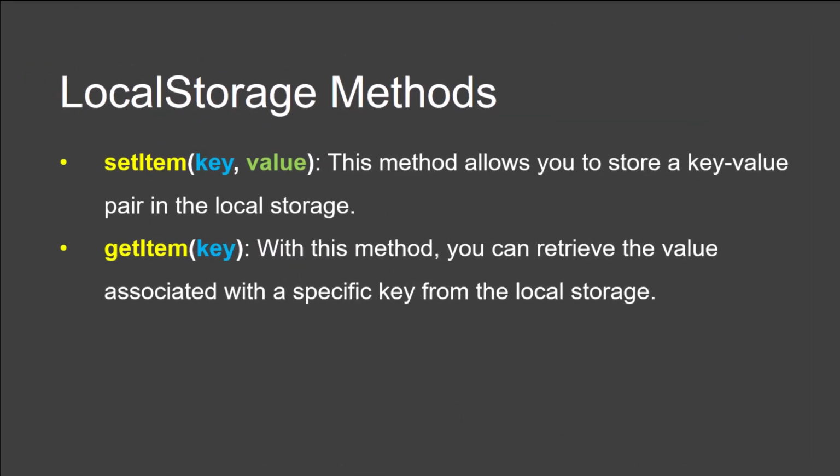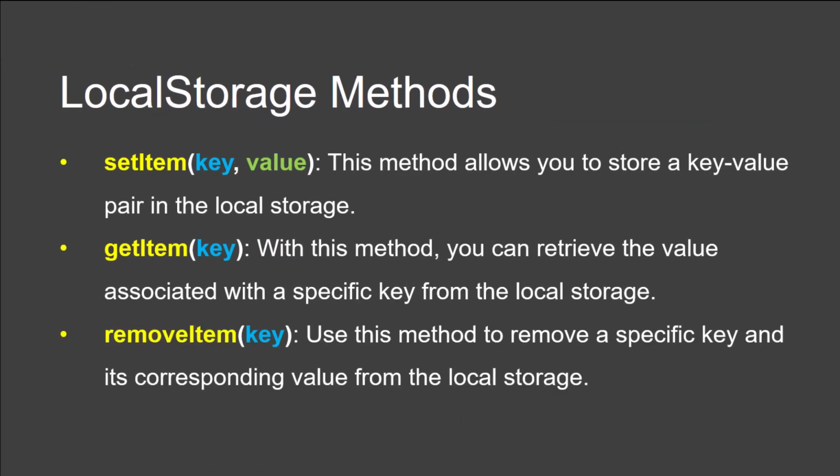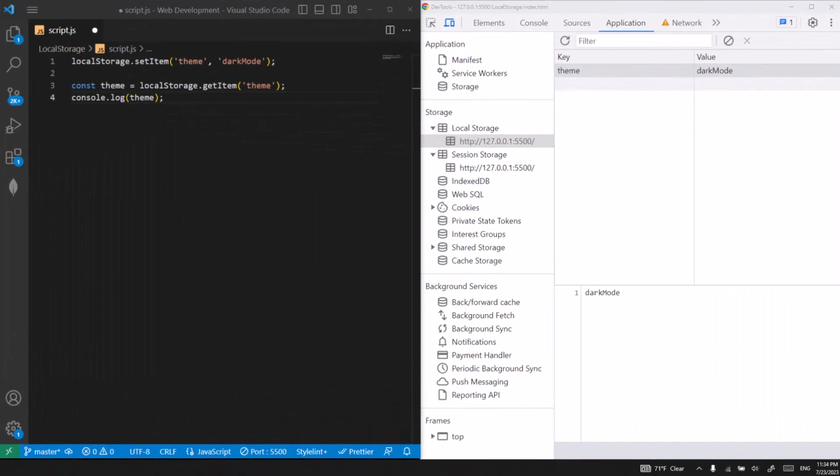Sometimes you may need to remove specific data from local storage. That's where the removeItem method comes in handy. By passing the key of the data you want to remove, you can easily delete it from local storage. To remove data from local storage, we use the removeItem method like this.